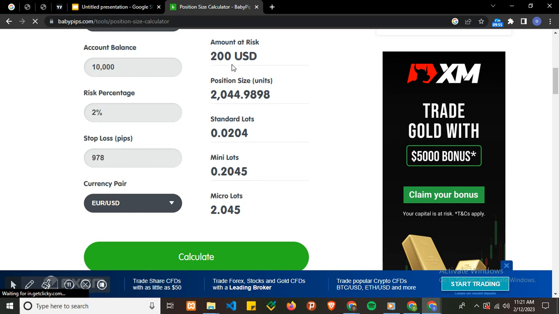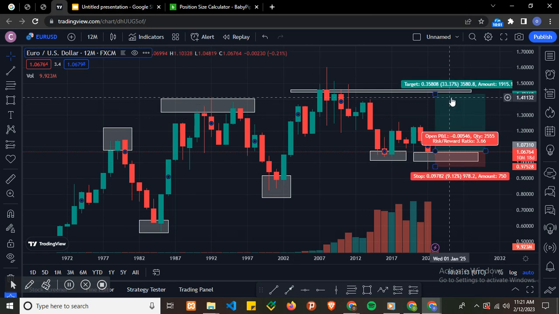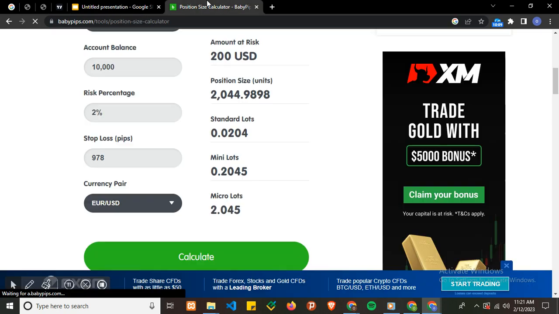And the amount at risk is $200. So the profit will be x2, the profit will be $600 plus like that. So since the profit ratio is 1 to 3.66, now let's check for $20,000.